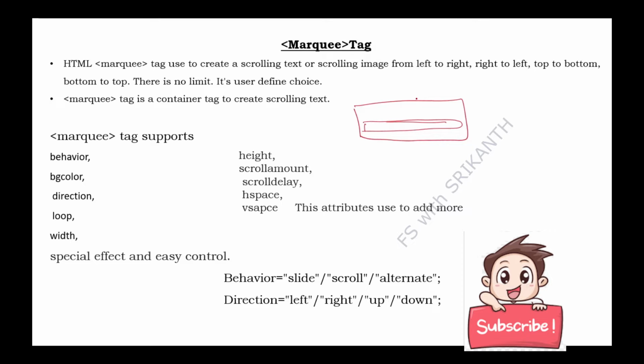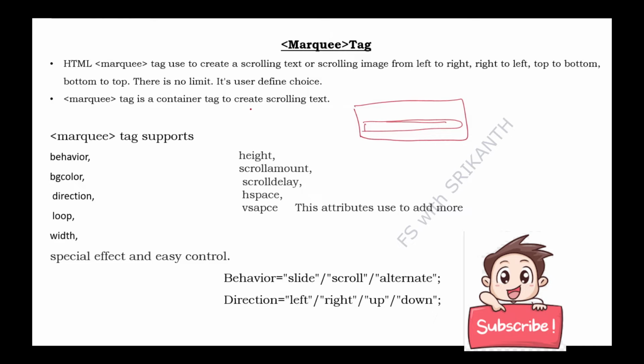Like everyone knows on a news channel, right? In a border, the news will be scrolled from left to right. In the same way, on some news channels it can be placed right to left. So in this way we can represent our content, meaning we are floating our content from one direction to another direction, and there is no limit to how many times we can repeat our text.